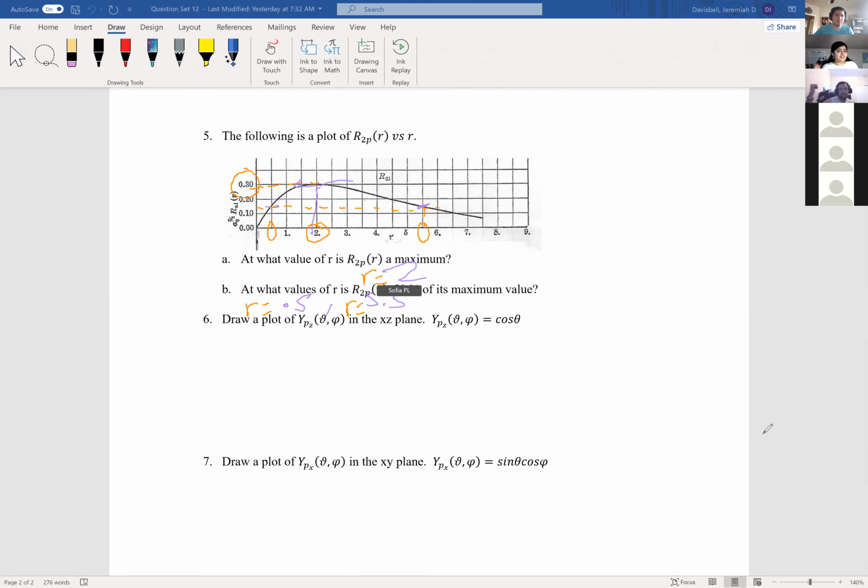Make sense? How do you see where it's 50%? All right, so we know that the maximum is 0.3, so that means that half of that will be 0.15, so like divided by 2. And then 0.15 is halfway between 0.1 and 0.2. So you can do a rough estimate sketch as seen here with the dashed line, and that will give you roughly 0.5 and 5.5.